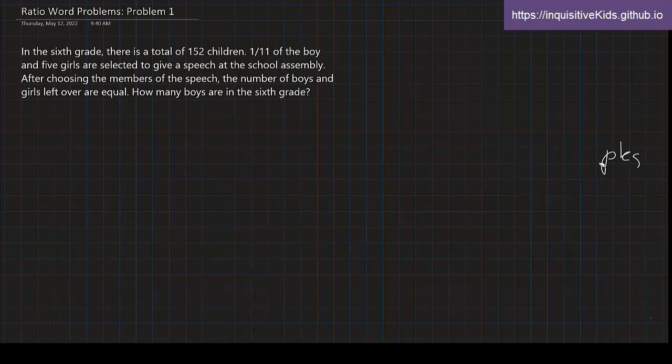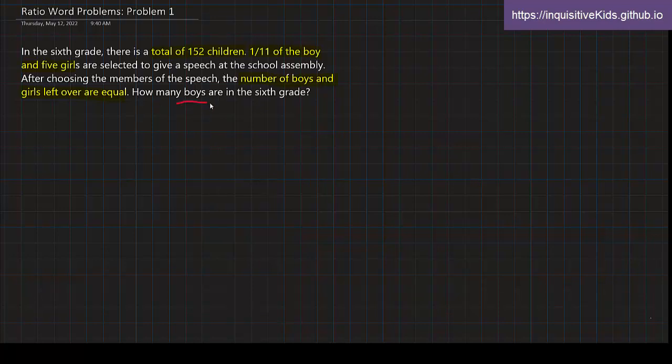Okay, problem 1. In the 6th grade, there is a total of 152 children. 1/11 of the boys and 5 girls are selected to give a speech at the school assembly. After choosing the members of the speech, the number of boys and girls left over are equal. So this is a very important part right here. It says that the boys and girls left over are equal. So how many boys are in the 6th grade?